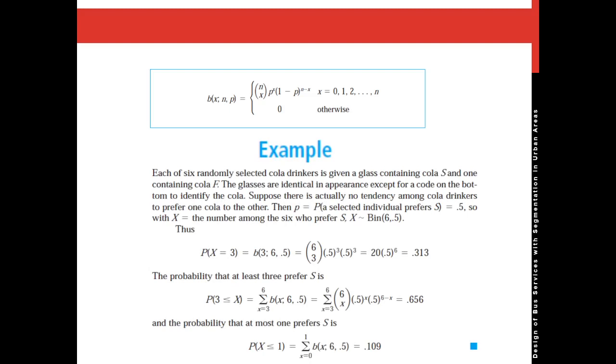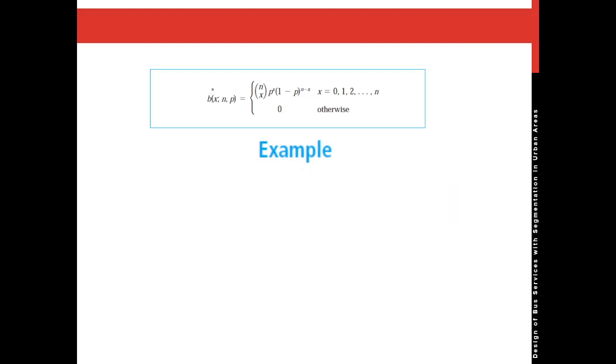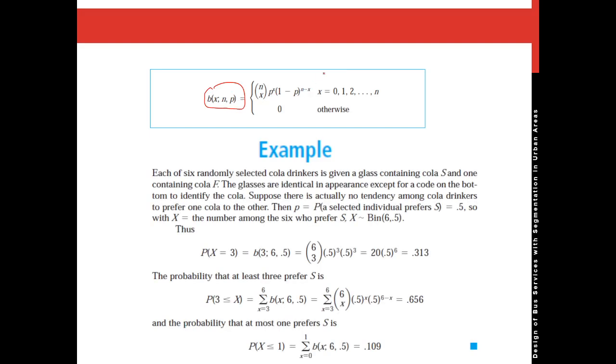So, example. The binomial distribution has a PMF of the form n choose x, p raised to x into 1 minus p all raised to n minus x. So let us discuss this example. Each of these 6 randomly selected cola drinkers is given a glass containing cola S and cola F. So there are two types of colas, S and F, and the glasses are identical in appearance except for a code at the bottom to identify the cola. Suppose there is actually no tendency among cola drinkers to prefer one cola over the other. That means the selection of cola is independent. The experiment is independent. And how many people are there? 6. So n is 6 here.